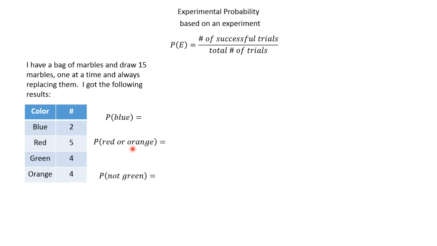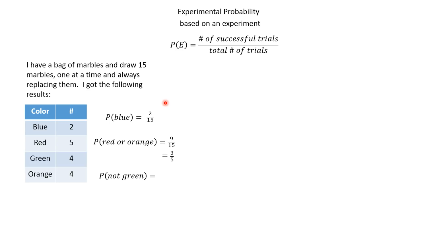You think you have it? Well, how many times do we get blue? 2. That would be the number of successful trials, because in this case, blue would be a success, divided by the total number. I drew 15 times, 2/15. What's the probability of getting a red or an orange? Well, let's see. I was successful there 5 plus 4, 9 times out of the 15. It's 9/15, which does reduce to 3/5.